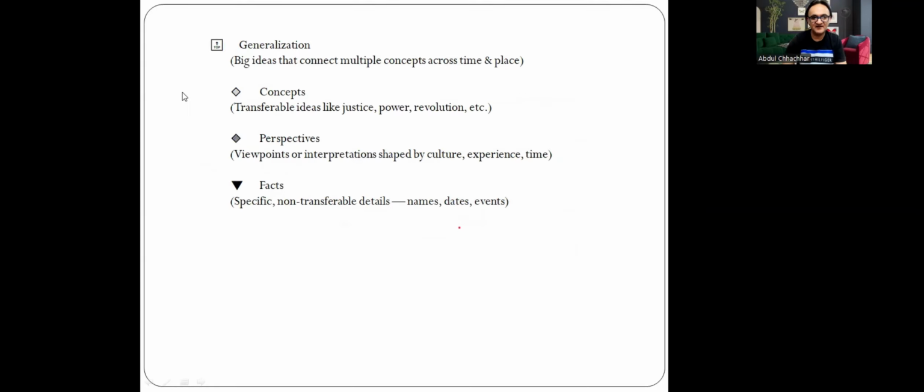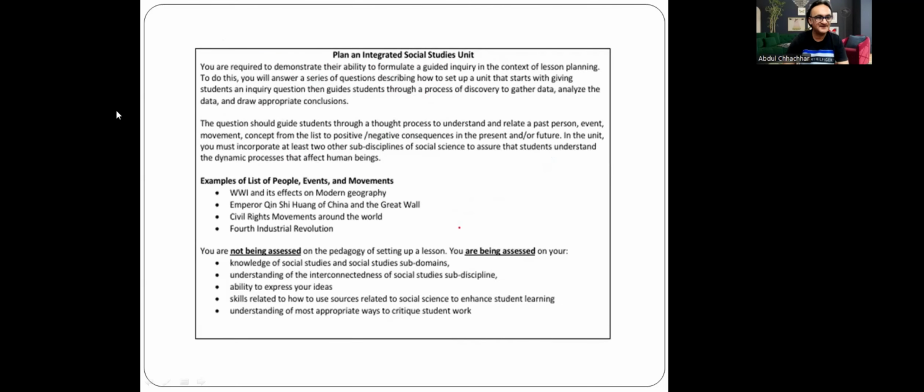Next, like this one: generalization, concept, perspectives, and facts. Okay, these are the correct order of designing the content knowledge. Second, you are required to demonstrate your ability to formulate a guided inquiry in the context of the lesson plan. In the context of the lesson plan, not the format as it is, the one you are designing.